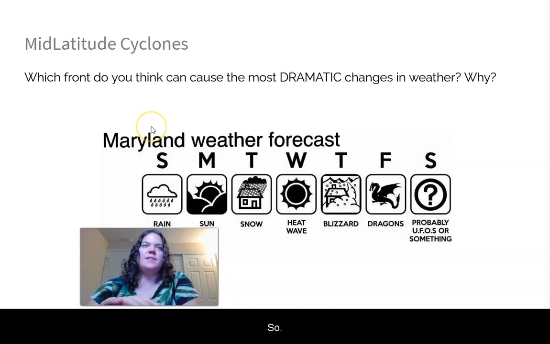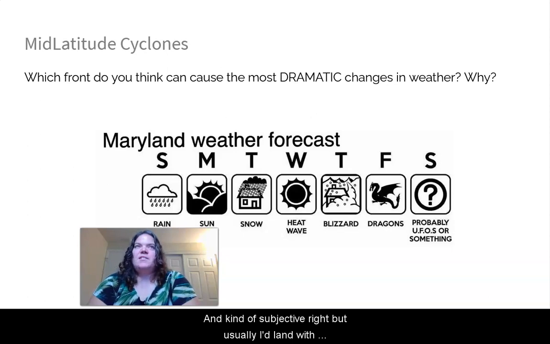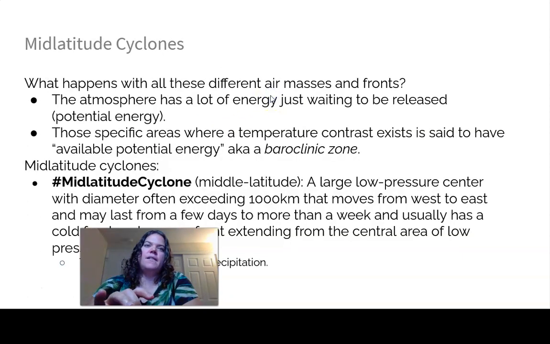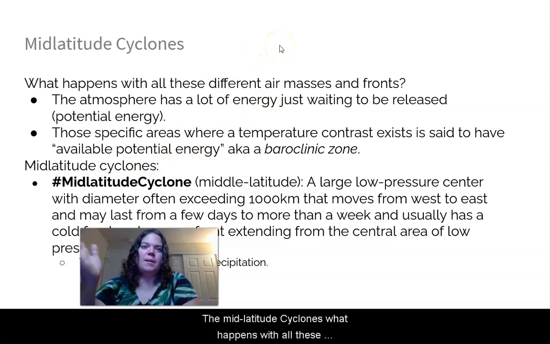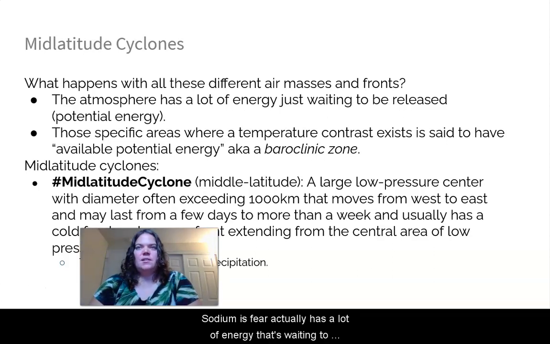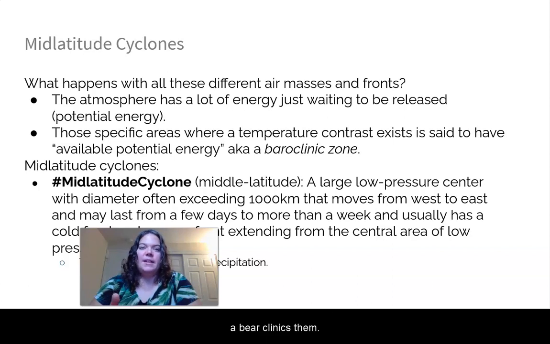Okay, so I asked in class, which front do you think can cause the most dramatic changes in weather? And it's kind of subjective, right? But usually I'd land with probably a cold front or that dry line that we just talked about. Okay, so mid-latitude cyclones. What happens with all these different air masses and fronts, right? So the atmosphere actually has a lot of energy that's waiting to be released. We call that potential energy. A little bit of physics here. So the specific areas where that temperature contrast exists is said to have available potential energy, or a baroclinic zone.